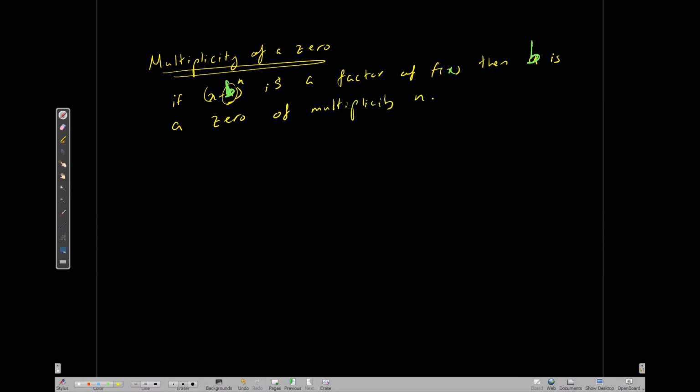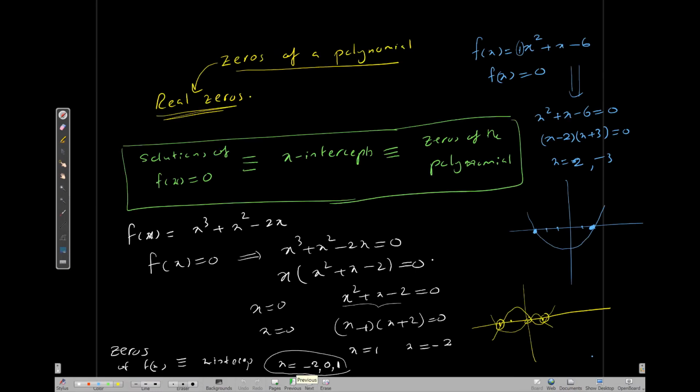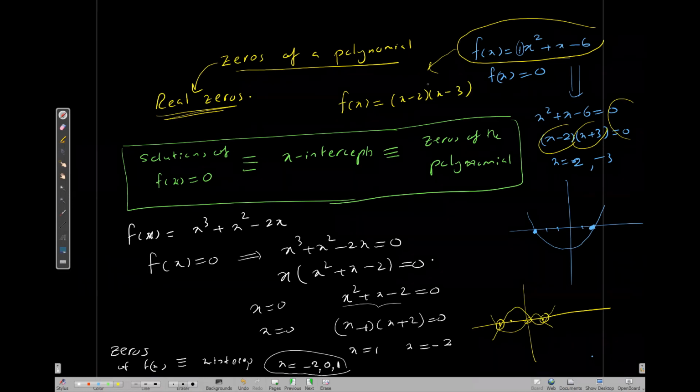Let me explain this simply by going to the previous page. Look at this function, and we know it can be written in terms of these factors, even though we have 0 on the right-hand side, the factoring is still valid. So x minus 2, x plus 3, right? And the power here is 1 and here is 1. We noticed 2 and -3 were zeros. So 2 is a zero with multiplicity 1 and negative 3 is also a zero with multiplicity 1. That's simply what it means. Now let me go to the next page.